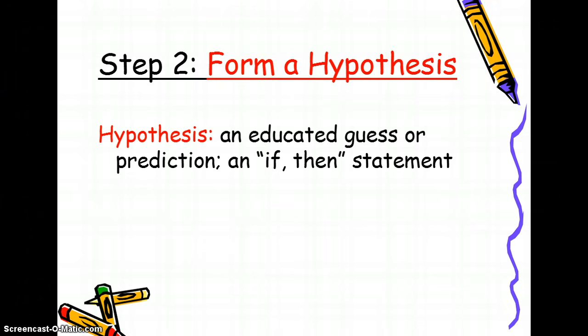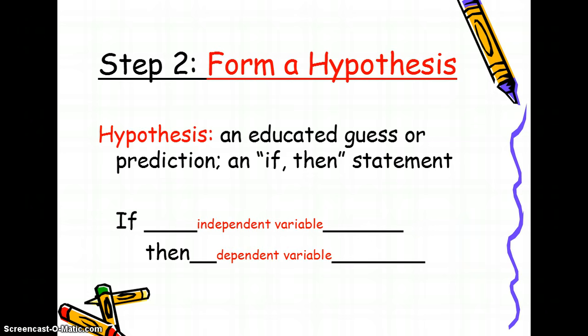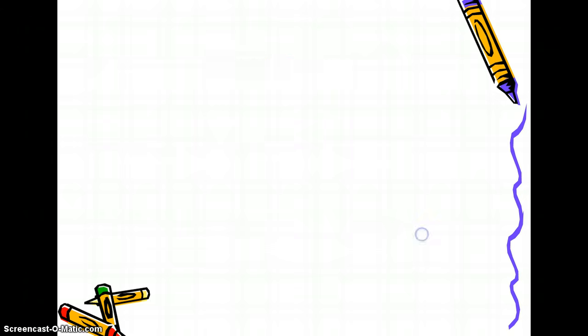Okay. Again, hypothesis is an educated guess or a prediction, and we are going to use it or state it as an if-then statement. Not all hypotheses need to be written that way, but for us, this is the way we're going to do it. Okay, so the independent variable will always follow the if. The dependent variable will always follow the then. So let's do some practice.